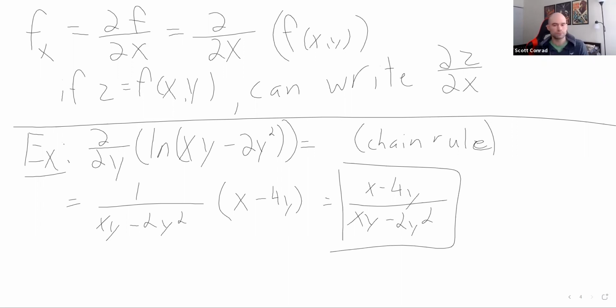Right, derivative of the outside function times derivative of the inside. The outside being natural log, so that gives us 1 over whatever's inside, times the derivative of the inside with respect to y. Everyone comfy with that example? Awesome. So all of this is going to become really easy with just a little bit of practice.